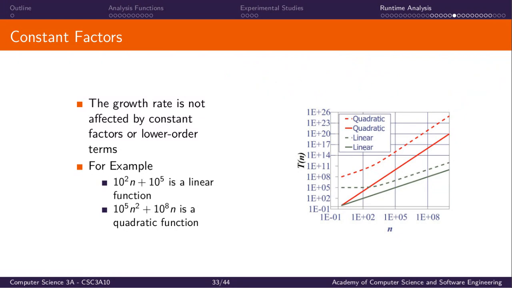So why we will consider the simplest linear or quadratic or cubic function rather than our particular function is that the growth rate is not affected by constant multipliers or lower order terms. So we have an example here. 10 to the power 2n plus 10 to the power 5, that's a linear function. Whereas 10 to the power 5 n squared plus 10 to the power 8n is a quadratic function.